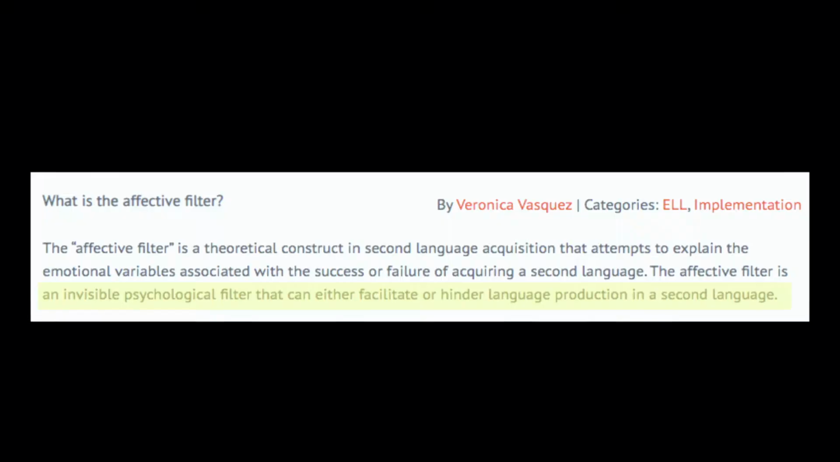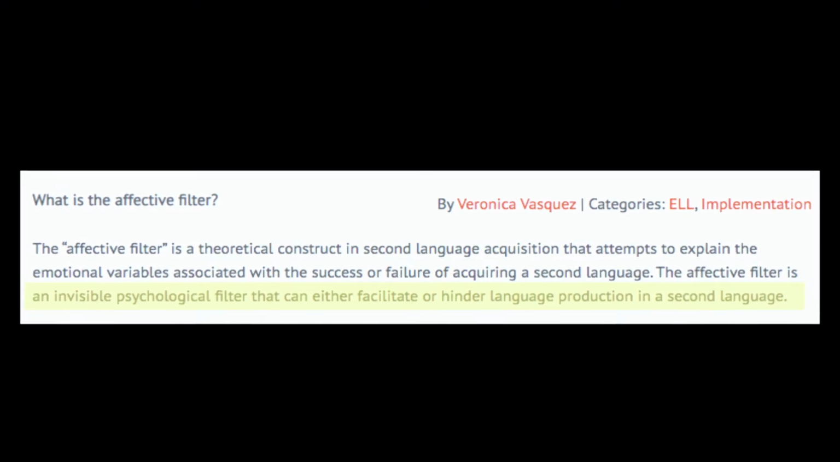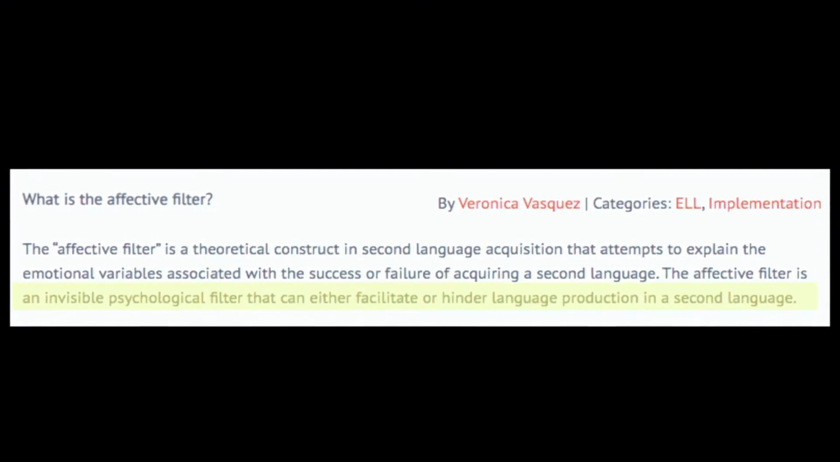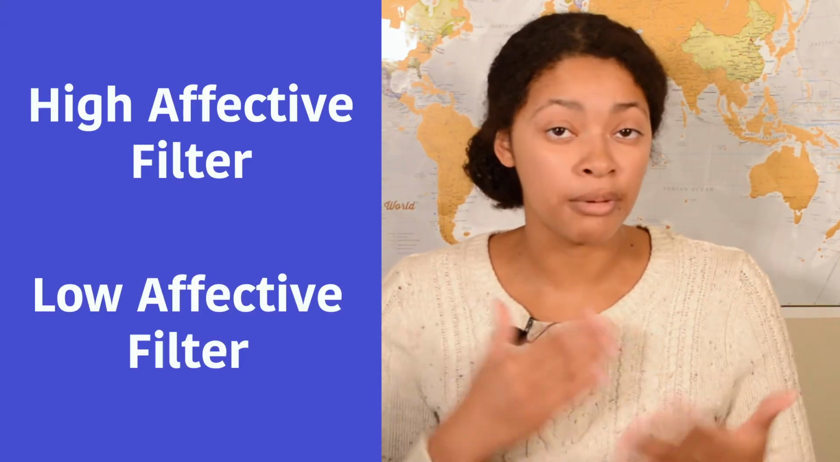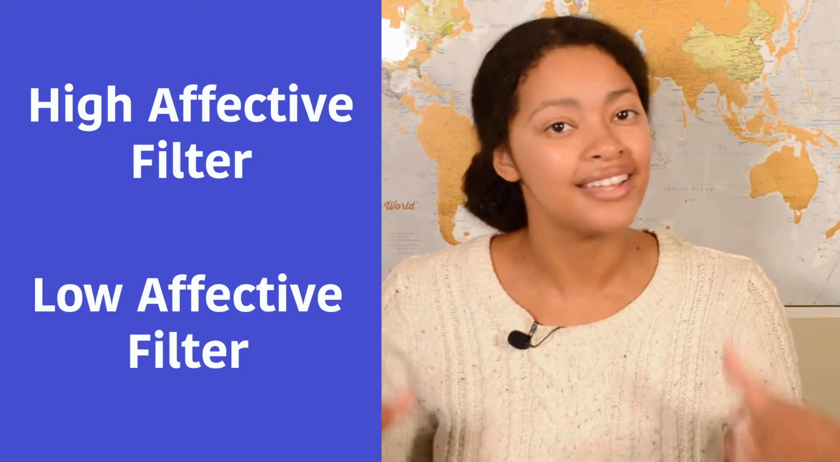The word affective here meaning things that have to do with emotions, and it is an invisible psychological filter that can either facilitate or hinder language production in a second language. To put it plainly, we all have some emotional things that can either help us learn a second language or they can get in the way and block or prevent us cognitively from learning or making progress. As part of his hypothesis, Krashen explains that people can have either a high or low affective filter, and it both influences and is influenced by that emotional something. And these are your self-confidence, your motivation, and your levels of anxiety or stress.